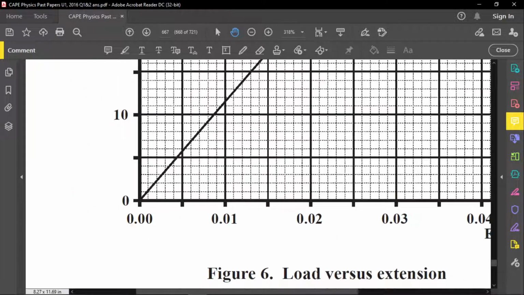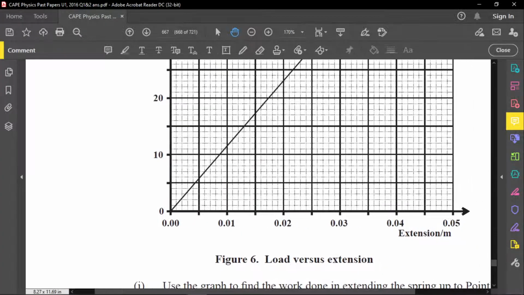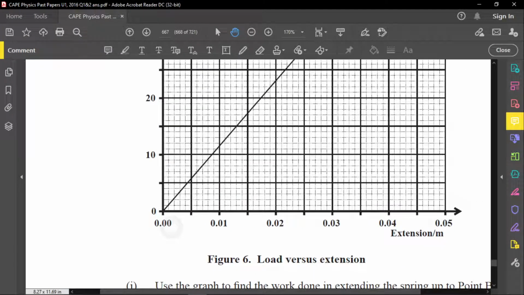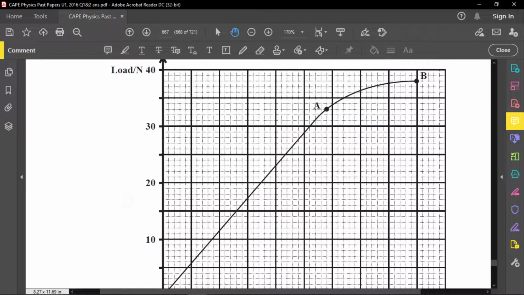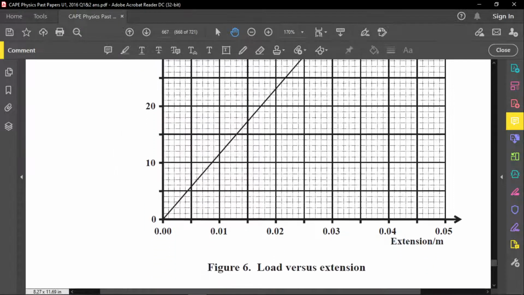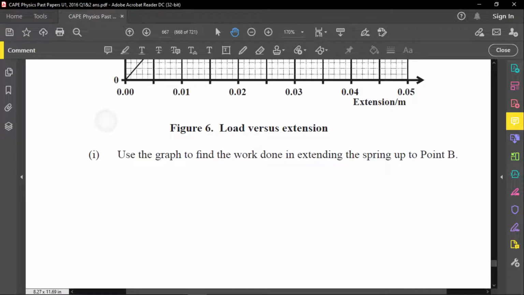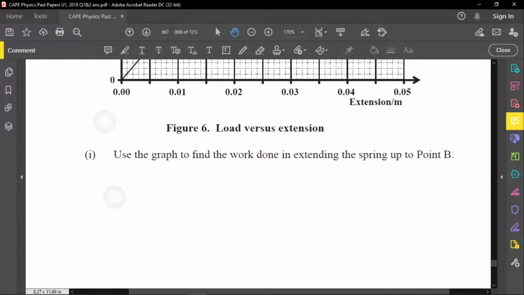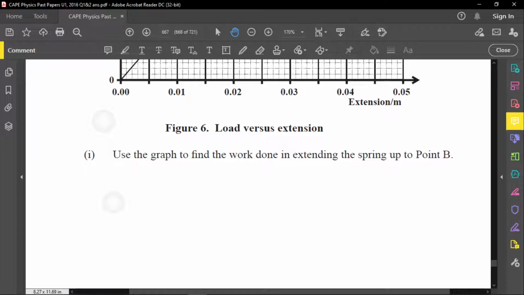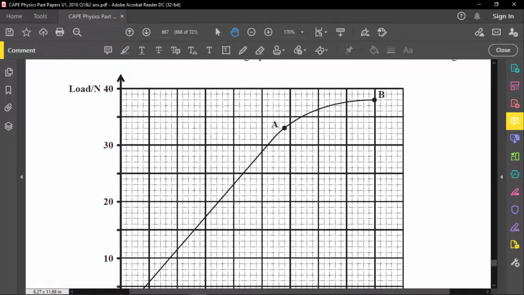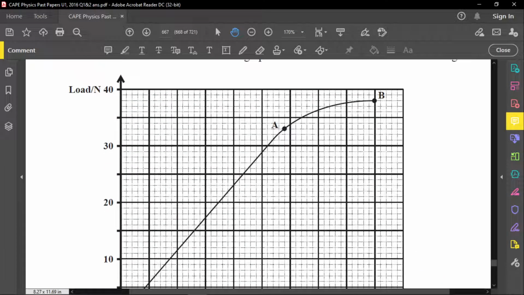Now, I want to go into the question real quick and start answering it. What I wanted to look at, as a matter of fact, is the shape of the graph. And you notice there's point A, point B, and something interesting is happening there. We're going to talk about that. Here it said use the graph to find the work done in extending the spring up to point B. You want to find the work done by extending the spring all the way up to point B. So let's look at what point B is now. Point B is all the way to the end.